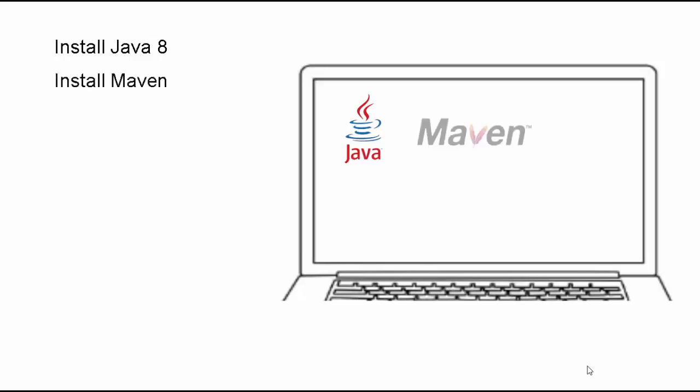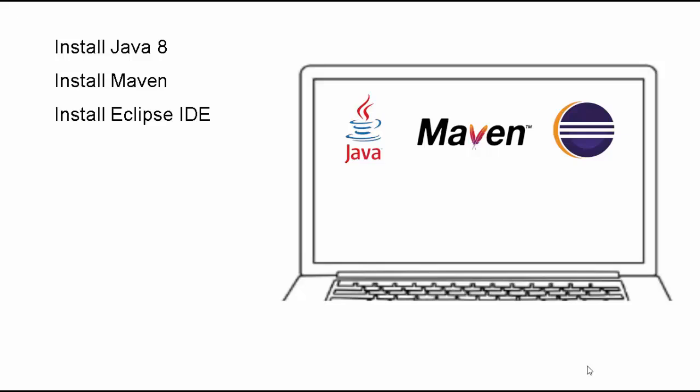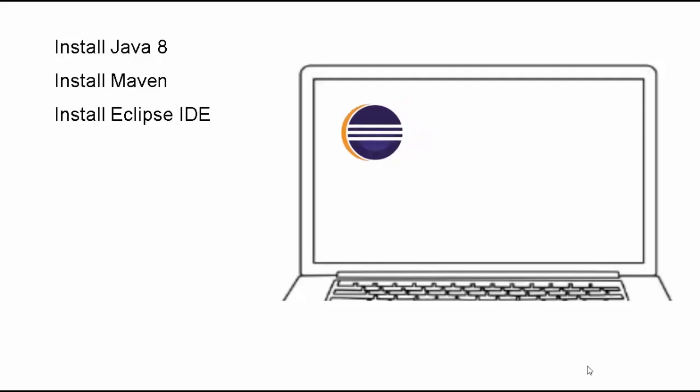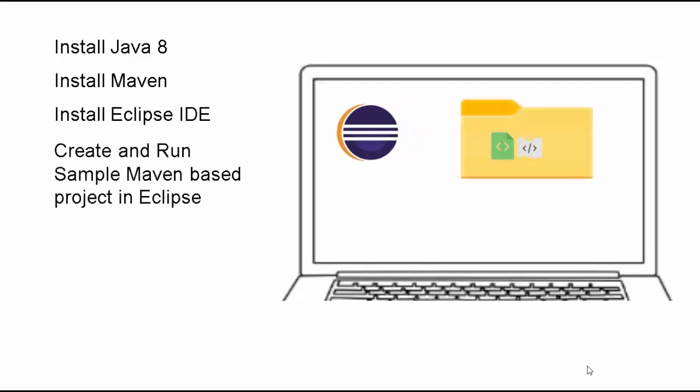In order to set up a Java development environment in our local system, first we'll install Java 8, then Apache Maven. Finally, we'll install Eclipse IDE. Once Eclipse is installed, from Eclipse, we'll create a simple Maven-based project and run it from Eclipse.